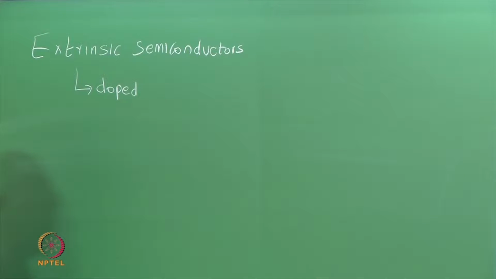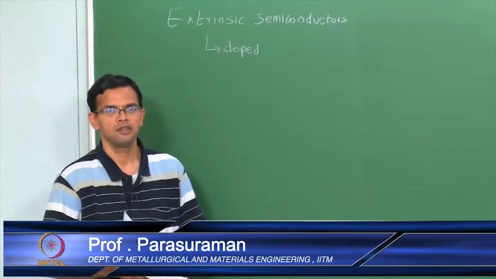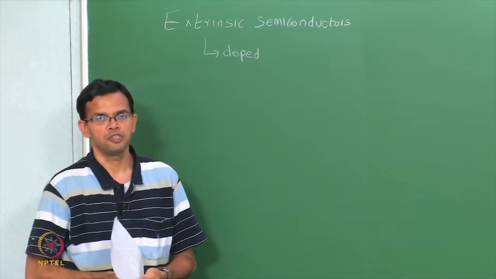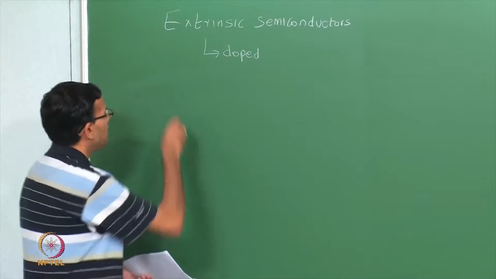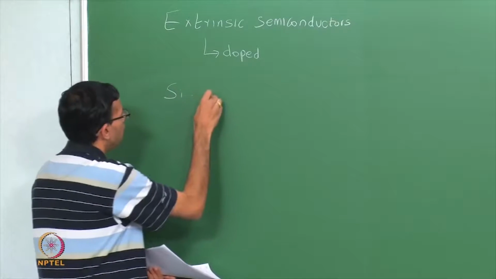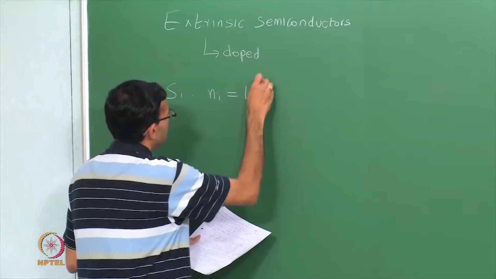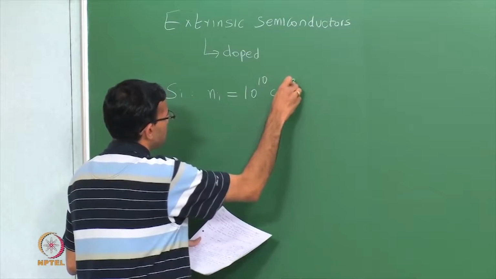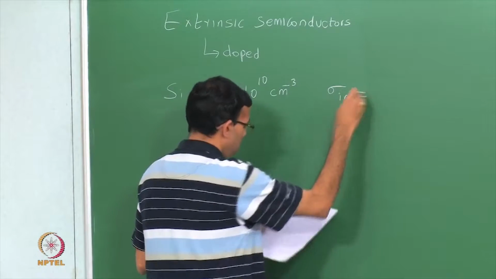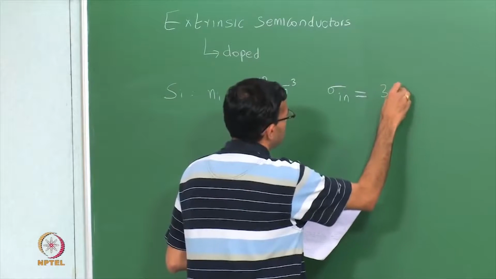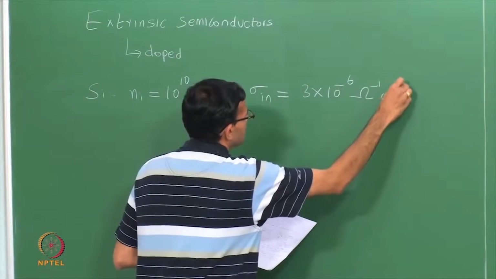Now the reason why we wanted to dope was because we found out that if you had an intrinsic or a pure semiconductor, the carrier concentration at room temperature was very small. Correspondingly, the conductivity was also small. For example, in the case of silicon, we found that the room temperature carrier concentration in an intrinsic semiconductor was only 10 to the 10 per centimeter cube, and the corresponding conductivity is very low, was around 3 times 10 to the minus 6 ohm inverse centimeters.